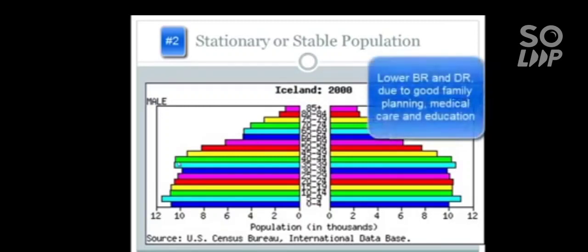Generally speaking, these populations are characteristic of higher standard of living due to a low birth rate due to family planning, access to birth control, financial planning, and education. There's a low death rate due to good medical care, nutrition, and education.